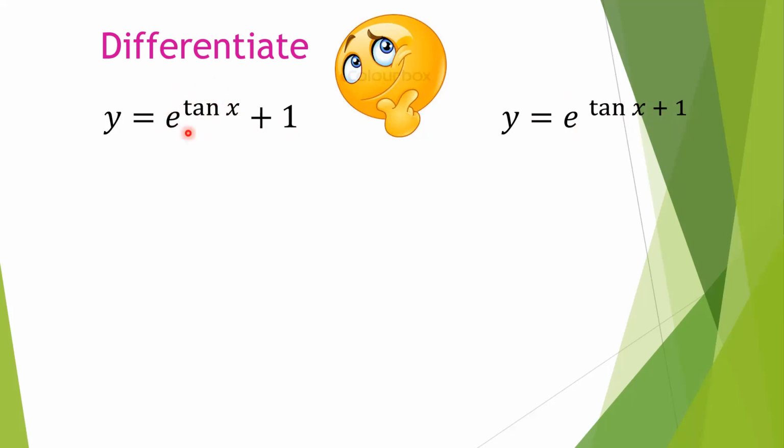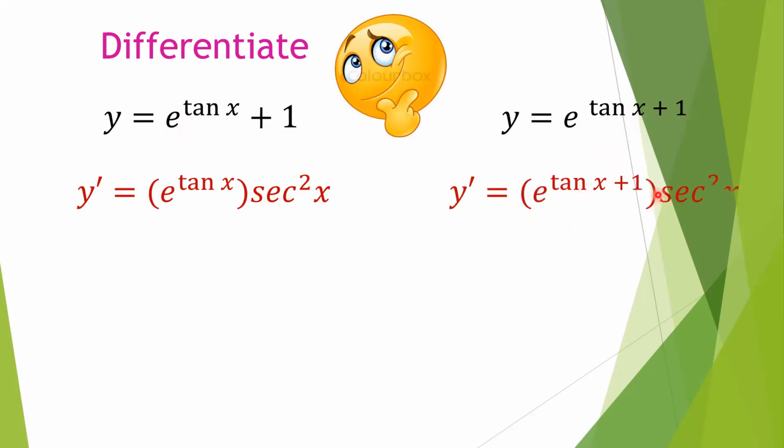So, differentiate muna natin ito. That's copy paste, no? 'Di ba? Yan yung e to the u part. So, copy, tapos saka mag-differentiate sa exponent, that's secant squared x plus 0. Ito din, copy paste. So, e to the tan x plus 1 times derivative of the exponent na nagsisilbing u natin, that will be secant squared x. Okay. So, ayun, let's see our next example.